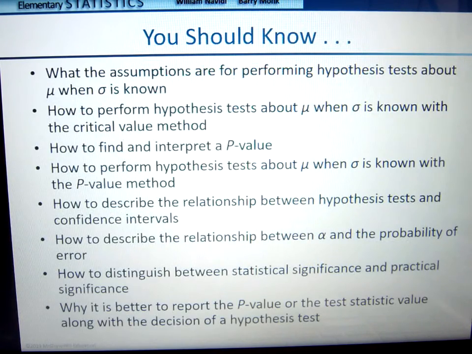All right, big long list of what we should know from this section. What are the assumptions for performing hypothesis tests about mu when the standard deviation is known? How to perform hypothesis tests about mu when the standard deviation is known for the critical value method? How to interpret a p-value? How to perform hypothesis tests about mu when the standard deviation is known with the p-value method? How to describe the relationship between hypothesis tests and confidence intervals? How to describe the relationship between alpha and the probability of error, and how to distinguish between statistical significance and practical significance. Is it practical or not?